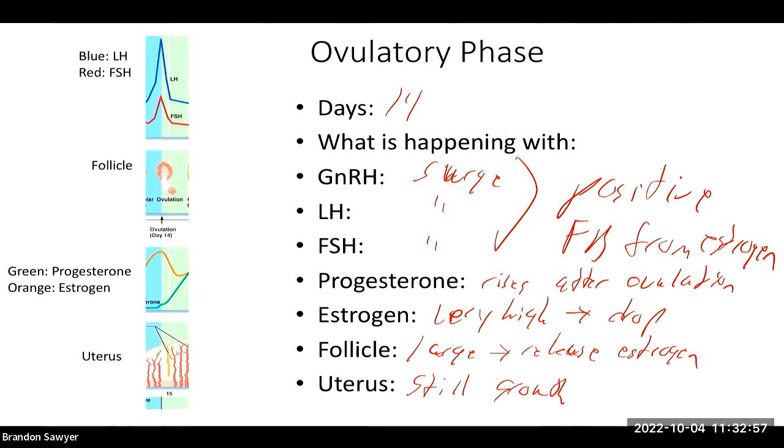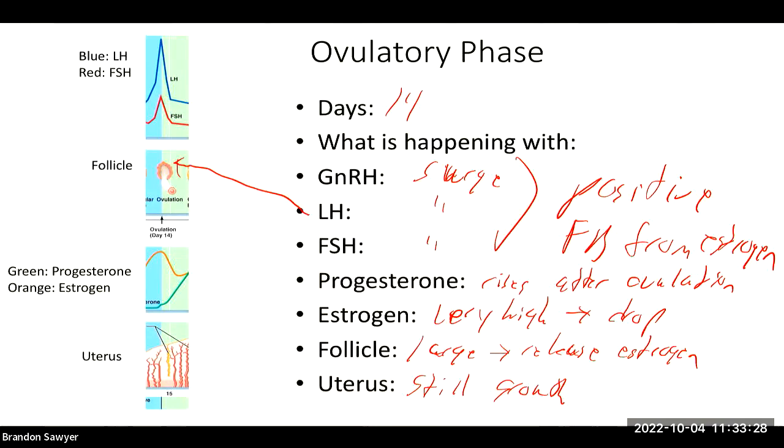Okay, progesterone levels are going to rise immediately after ovulation. Estrogen levels are the highest they're ever going to be right here, and then they're immediately going to drop after ovulation. The follicle is as big as it's going to be. It's releasing all that estrogen. And the uterus is still going through the growth process. It's still thickening. The endometrial layer is still getting bigger. And again, LH is the one that is causing ovulation.